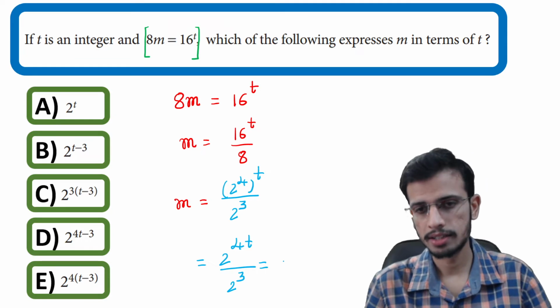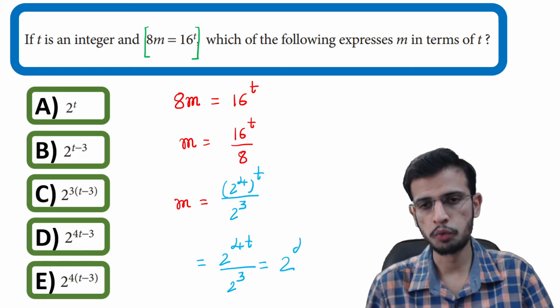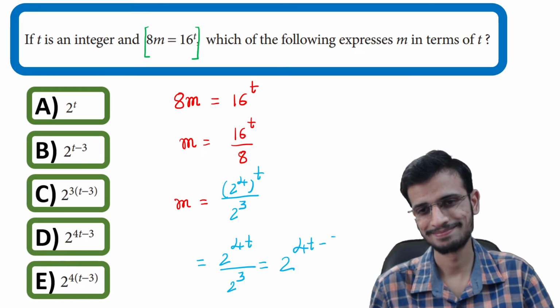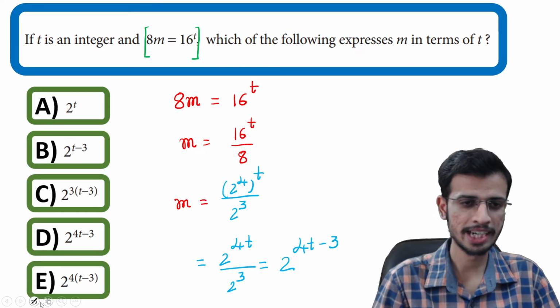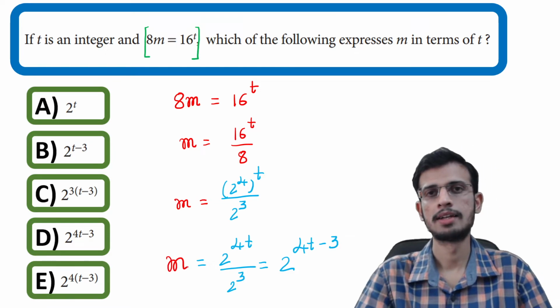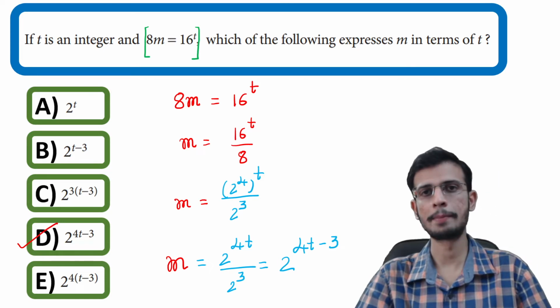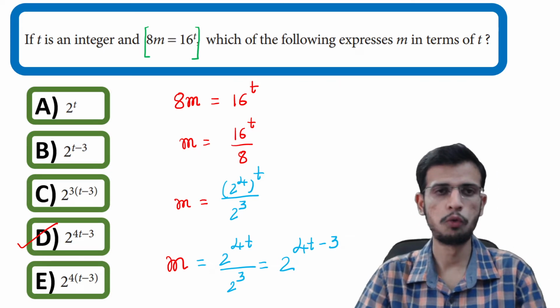You can take the simplified term 2 raised to 4t minus 3. That will be the value of m, and option D is correct. So 4t minus 3 will be the correct answer for this question.